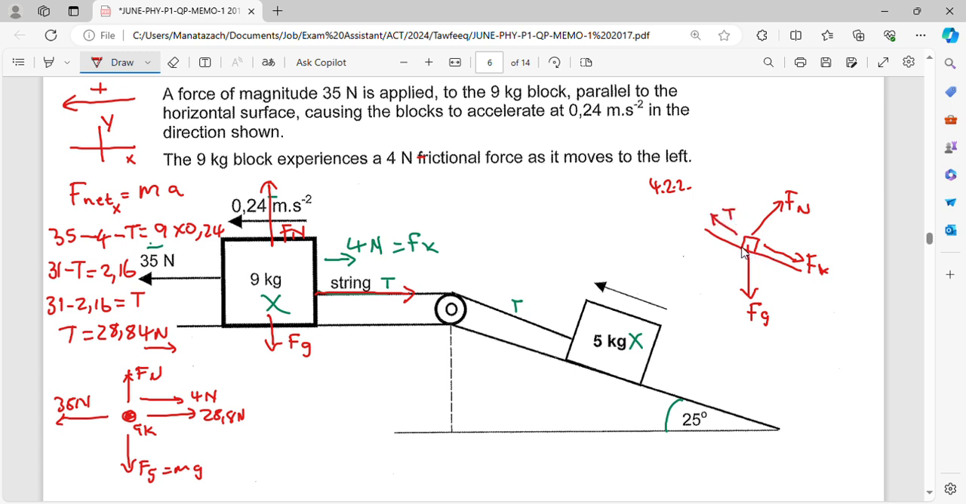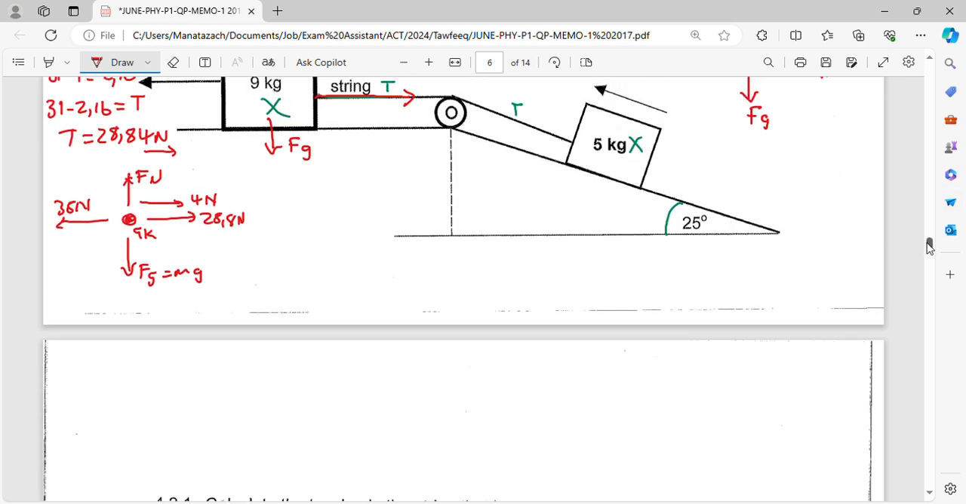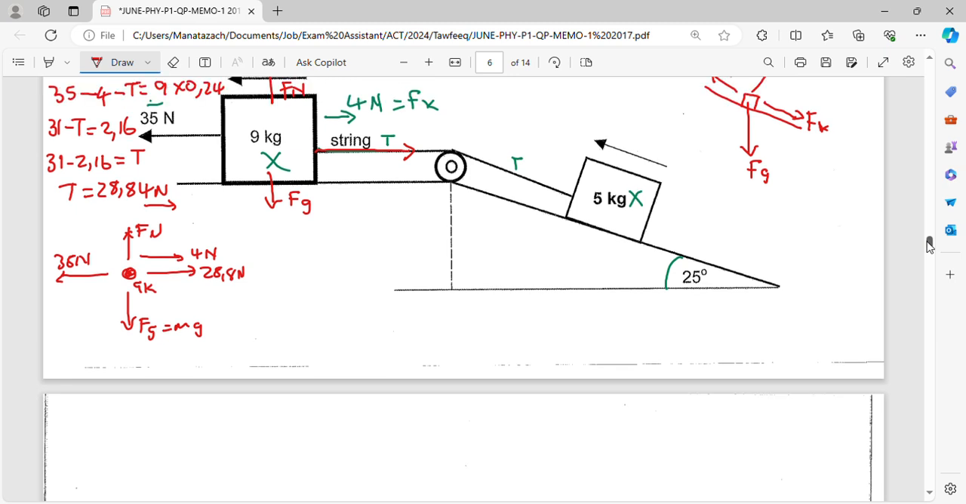How many forces have you got? You've got 1, 2, 3, 4. That should correspond with the number of marks for this question. That's all for 4 marks. Then 4.2.3, calculate the magnitude of the net force acting on the 5 kg block. Now let's have a look at that. The question is to work out the magnitude of the net force acting on the 5 kg block.